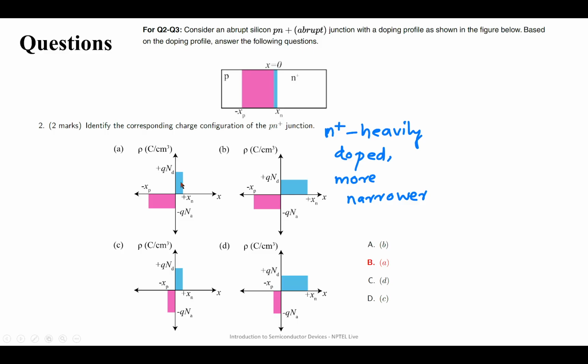So the correct figure is figure A. Since it's heavily doped on the N side, the N side depletion region is much narrower, and the charge on the N side, which is ND, is greater than NA. So your ND will be greater than NA, and your XN is much smaller than XP. Hence, this is the correct figure.